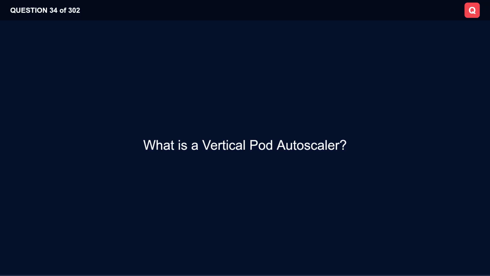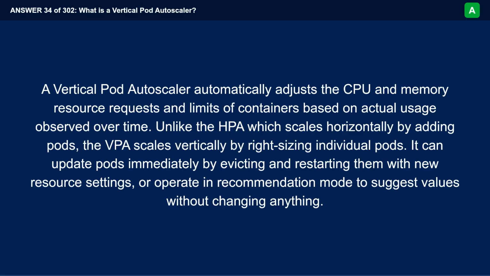What is a vertical pod autoscaler? A vertical pod autoscaler automatically adjusts the CPU and memory resource requests and limits of containers based on actual usage observed over time. Unlike the HPA, which scales horizontally by adding pods, the VPA scales vertically by right-sizing individual pods. It can update pods immediately by evicting and restarting them with new resource settings, or operate in recommendation mode to suggest values without changing anything.